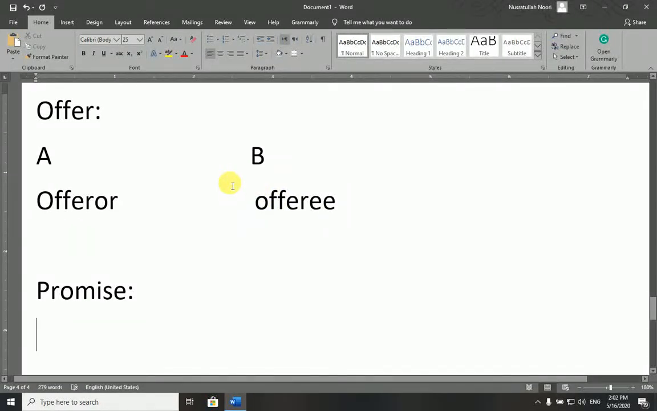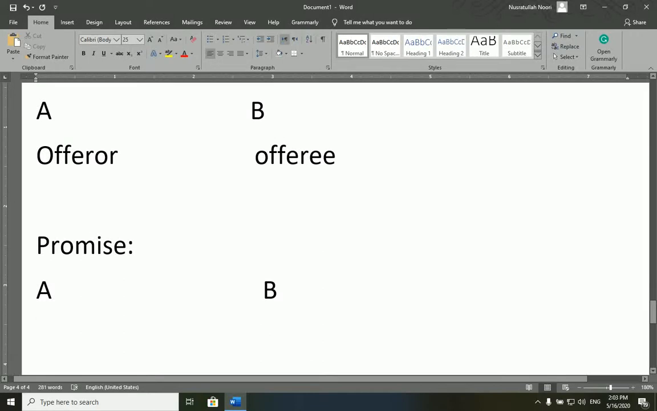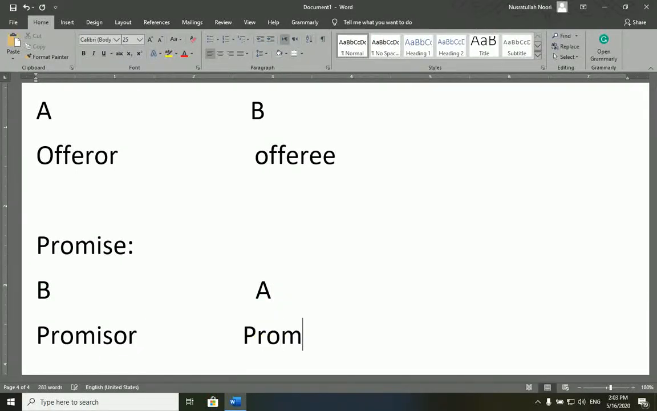So when promise comes into existence, again there are two parties, party A and party B. The person who accepted the offer is called promiser. So here, if you look at the above example, A made an offer, so A is offerer and B is offeree, right? Now B has accepted the offer, so here B becomes the promiser and A becomes the promisee. So promiser is the person who has accepted the offer, and promisee is the person to whom the promise is made.